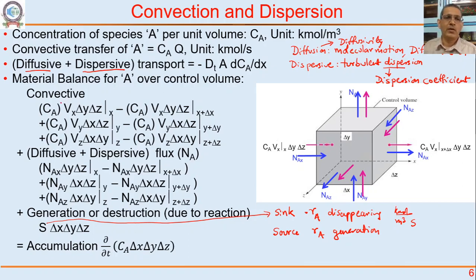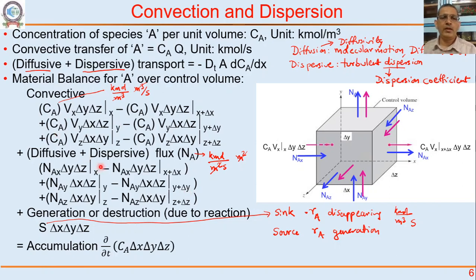And same way this concentration is kilomoles per meter cube multiplied by volumetric flow rate, meter cube per second. This will just cancel out. It is the rate at which A comes in, rate at which A leaves. Flux now, NA is kilomoles per meter square per second multiplied by area, meter square. So it is flux of A multiplied by area, rate at which A comes in by diffusion and dispersion, turbulent dispersion.